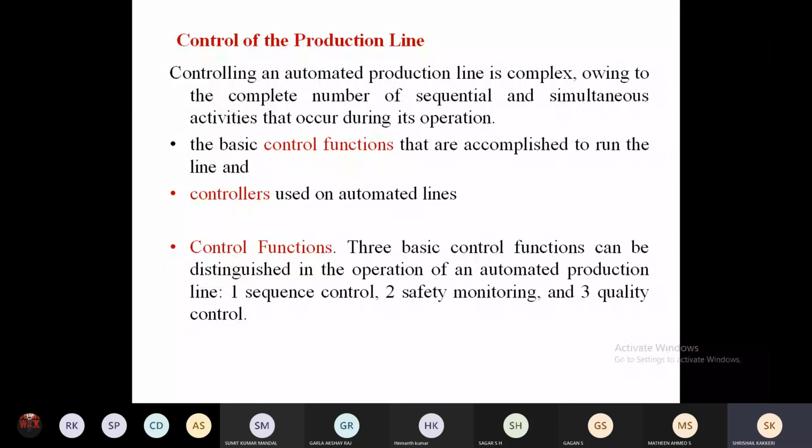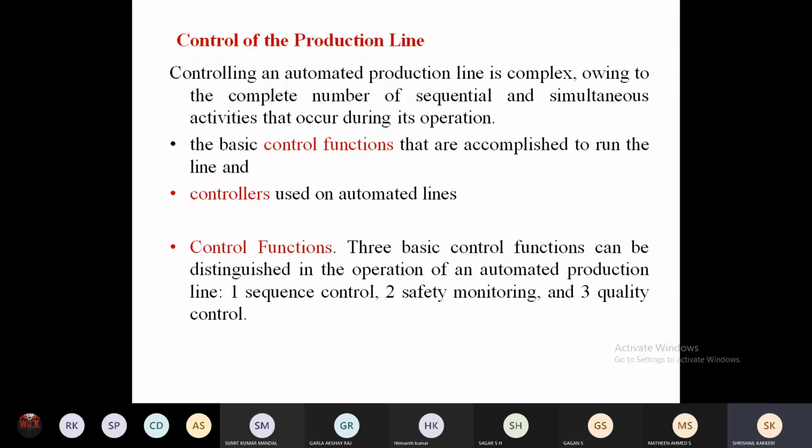So all these will be integrated together with some kind of computer devices, and these computer devices will be having some kind of programs like PLC, programmable logic controllers. These programmable logic controllers will be controlling the specific activity of a particular station, and it will be integrating one station with the other station. Okay, and all these complicated systems will be controlled by a single panel.